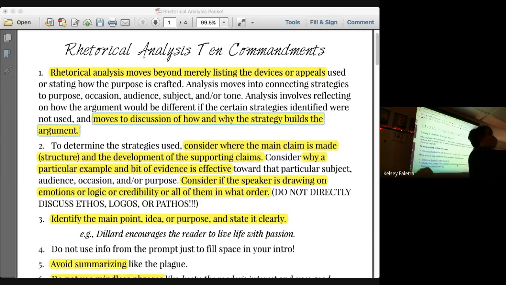And then, for those of us who are feeling quite, oh, I don't know, what's the word? Adventurous. This breaks down what your body paragraphs should look like, sentence to sentence, and your conclusion paragraph, okay?